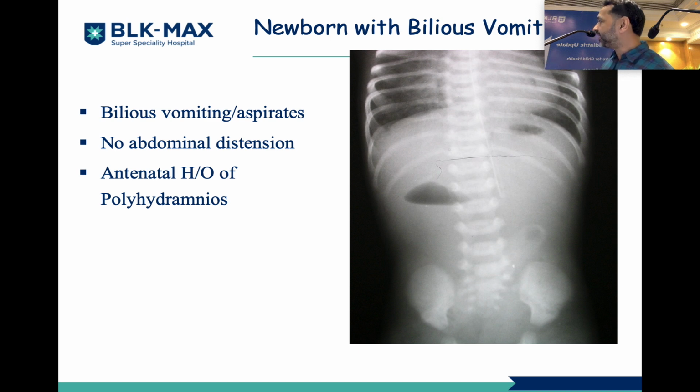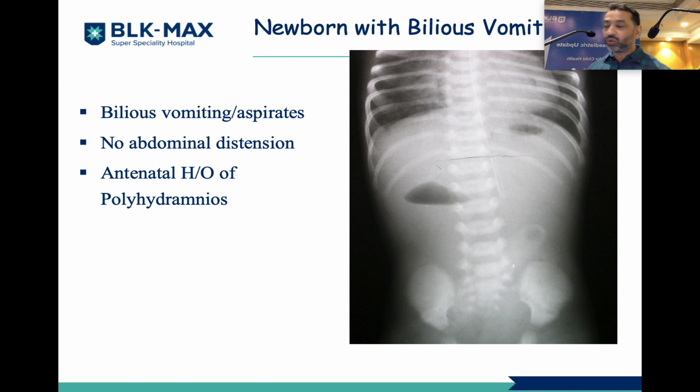Now, this is an X-ray which is taken immediately after the newborn was born. When the child is born, the gas will take some time to traverse and reach the rectum. It takes almost 1 to 2 hours to reach the duodenum, around 7 to 8 hours to reach the small intestine, and around 24 hours to reach the distal part of the large intestine. So if you take an X-ray immediately, then you might miss the gas pattern in the newborn patient.